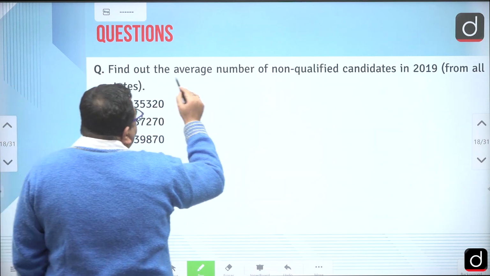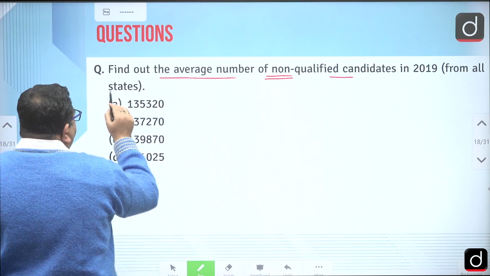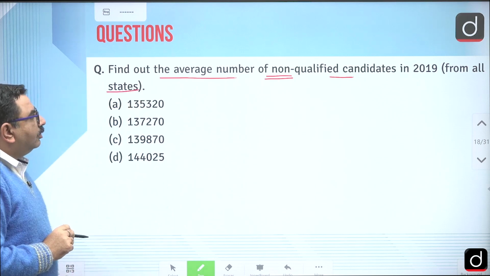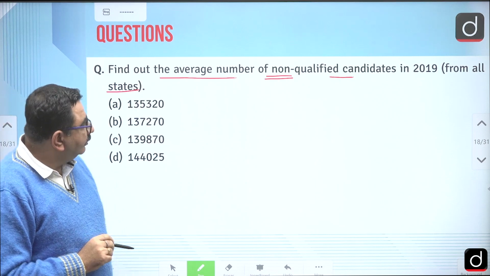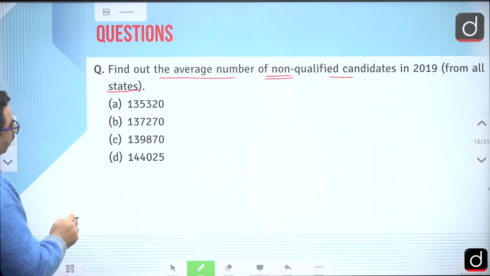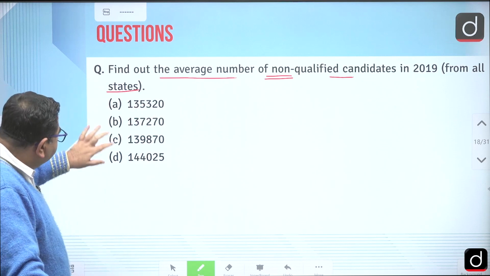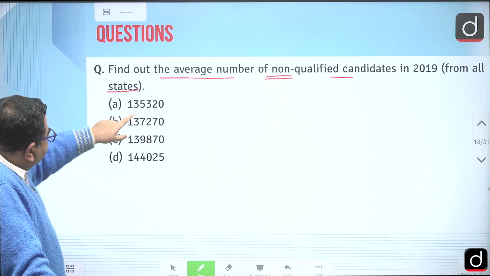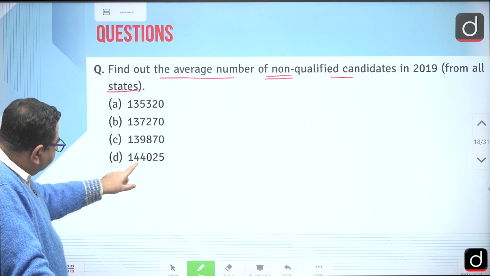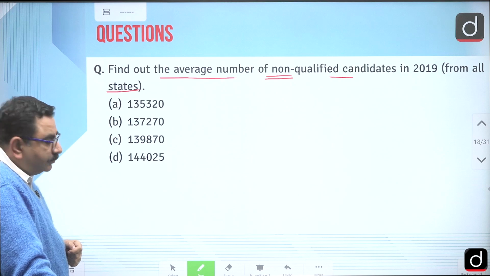Find out the average number of non-qualified candidates in 2019 from all the states. Before seeing the data, let's see the options as well. The options are quite close: 1,35,000, 1,37,000, 1,39,000, 1,44,000. So the options are these, and this is what we need to average.